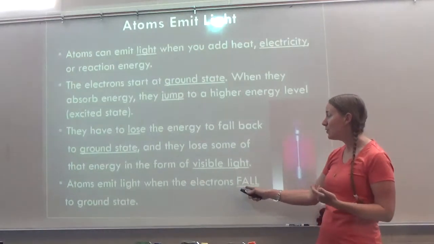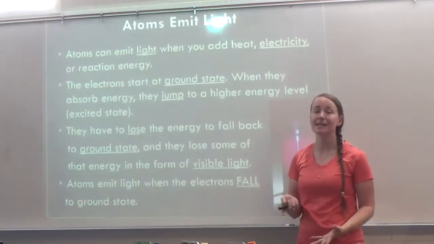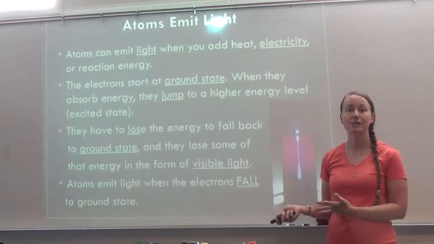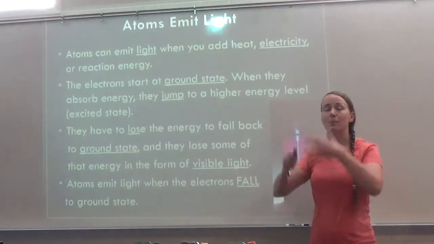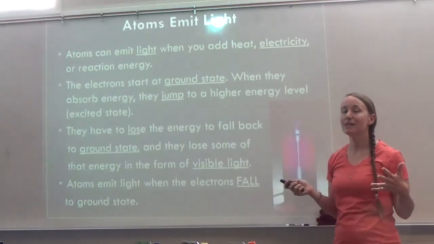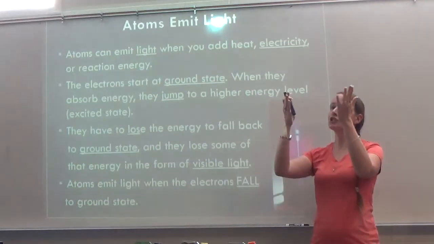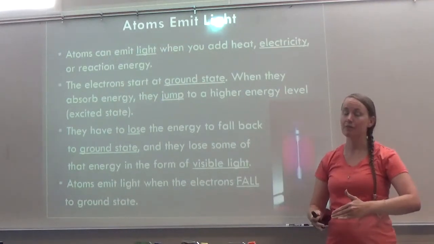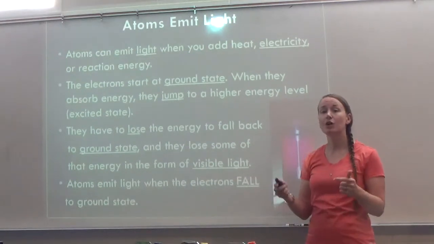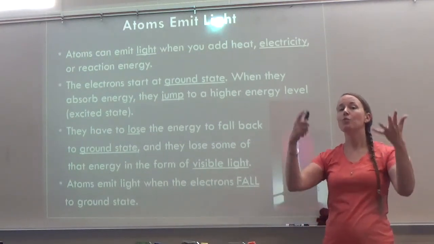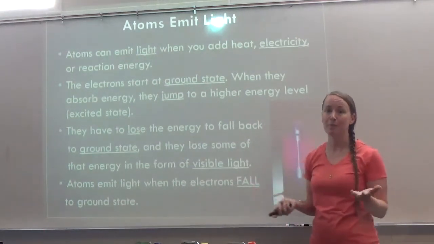Atoms emit light when the electrons fall to ground state. I'm very specific on that because I like to ask the question of how do atoms or electrons emit light, and a lot of you want to say when they gain energy or when they jump up and get excited. That's not when they emit the light. They emit the light when they have already gained the energy, but then they lose the energy and fall down to ground level. So I'm very specific that you need to tell me the light is being emitted when they lose energy or are falling, not when they gain and jump up and get excited.